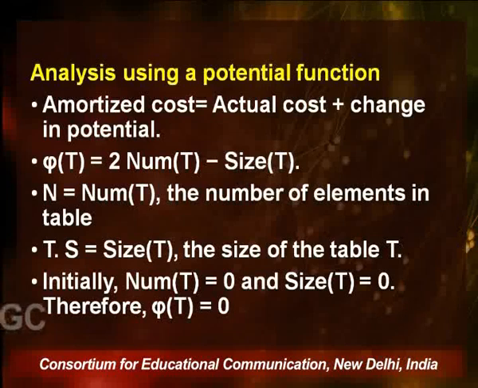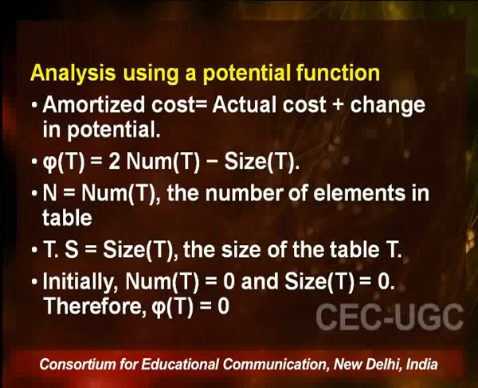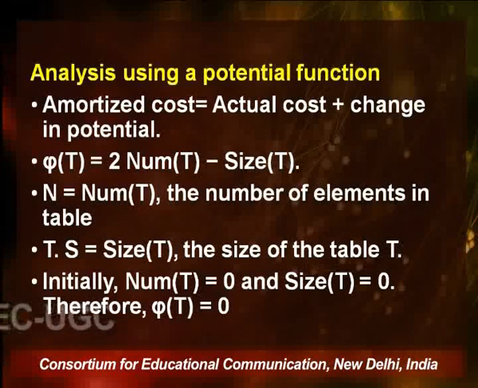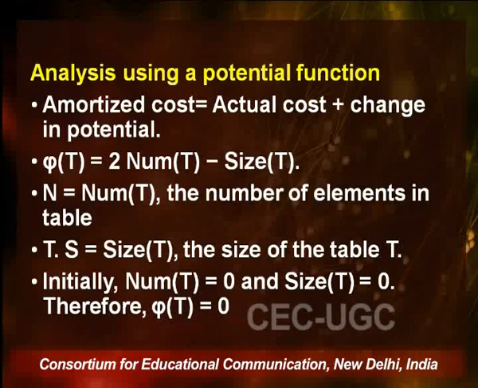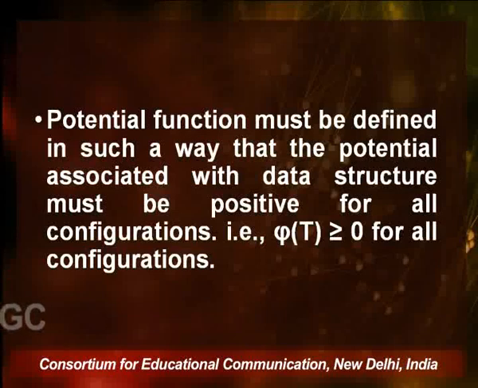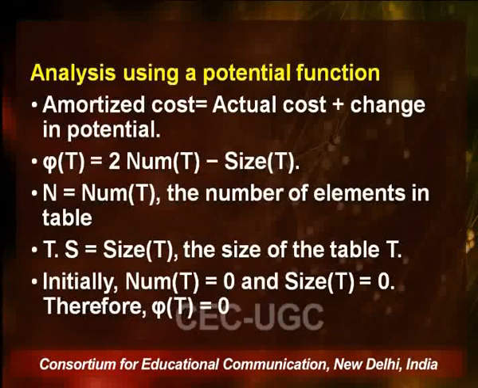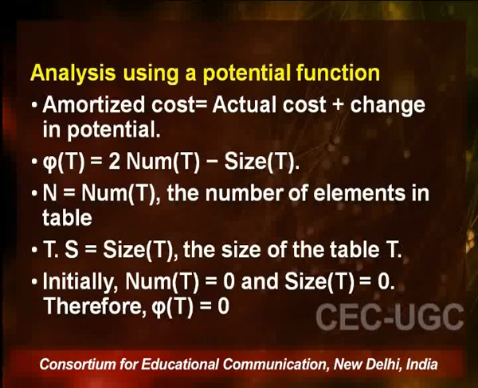And initially, we do not have any table, so num t is obviously equal to 0. We do not have any elements, and as we do not have any table, size of t is also equal to 0. So phi t is 0 initially, 2 into 0 minus 0 is in a way 0. Now, we have taken a potential function twice of num t minus size of t.